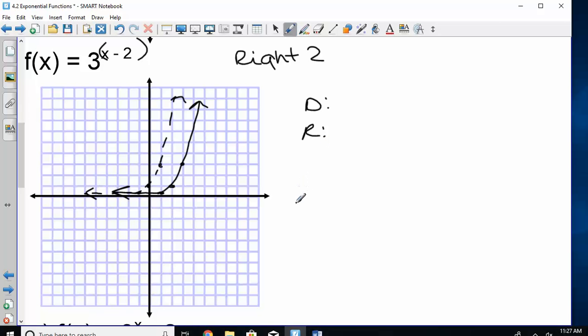Okay. Domain of this one would be... the range would be 0 to infinity. Because we didn't move left and right, the range didn't change this time.